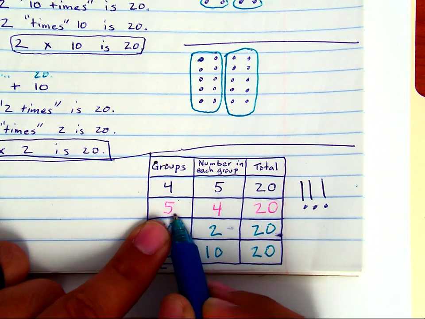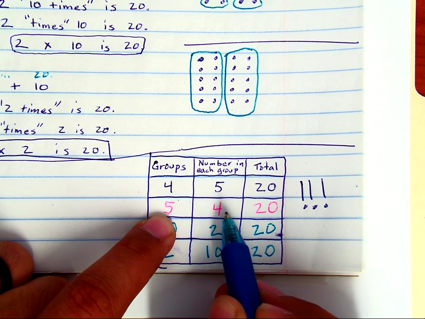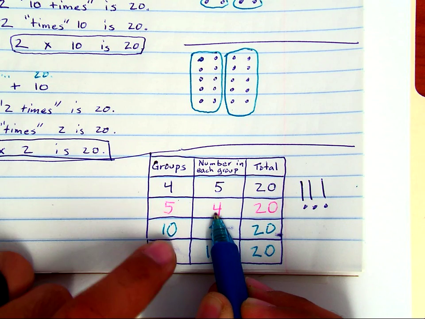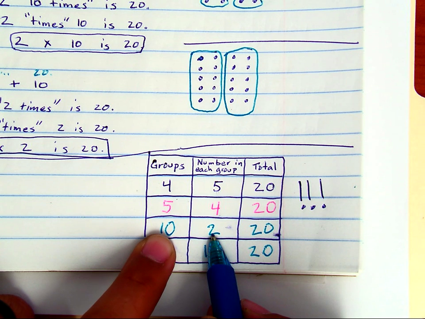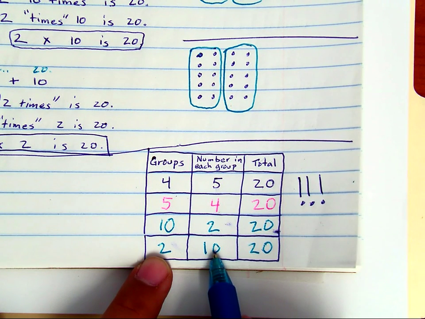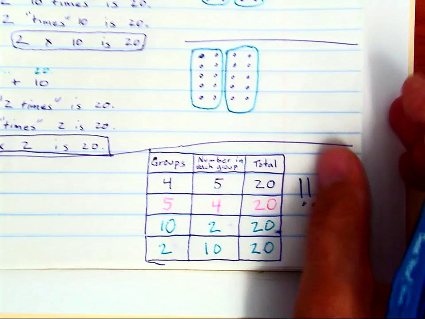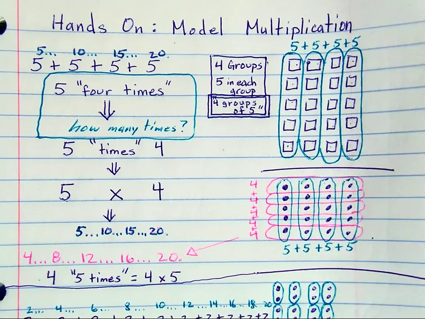If you have 5 groups with 4 in each group, you count 4, 8, 12, 16, 20. If you have 10 groups with 2 in each group, you count 2 10 times. 2, 4, 6, 8, 10, 12, 14, 16, 18, 20. And if you have 2 groups with 10 in each group, you count 10 twice. 10, 20. And that is how we're introducing multiplication and its connection to repeated addition.